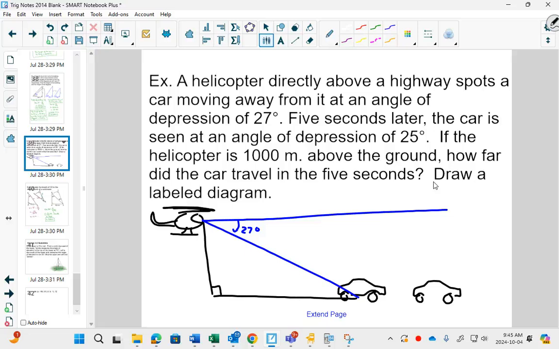5 seconds later, the angle of depression is 25 degrees. So 5 seconds later, now the car's here, and now this angle, again, angle of depression from the horizontal line going down, is 25 degrees. How far did the car travel in the 5 seconds? This is what we want to try to find.